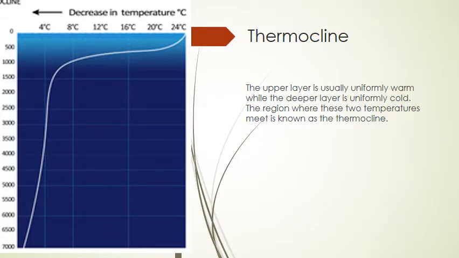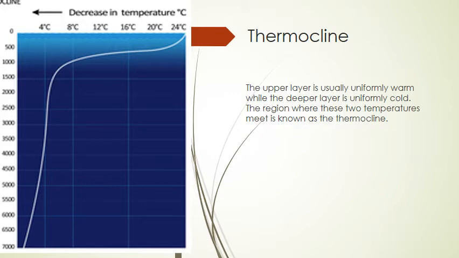Now, the upper layer of aquatic environments is usually uniformly warm, though it fluctuates. Meanwhile, the deeper layers are uniformly cold. So you've got a warm temperature region and a cold temperature region. Where they meet, this space in between where there's a very rapid change in temperature, is called a thermocline.